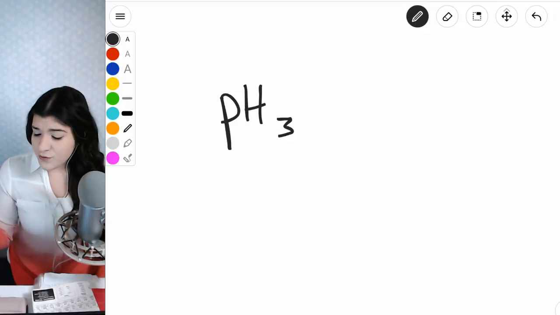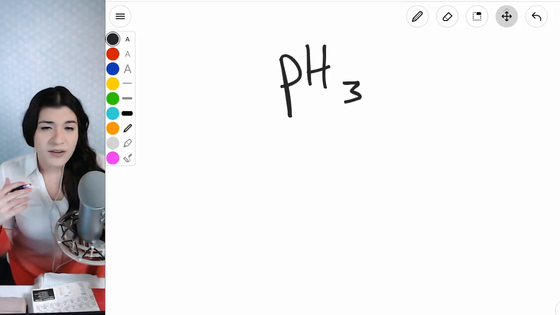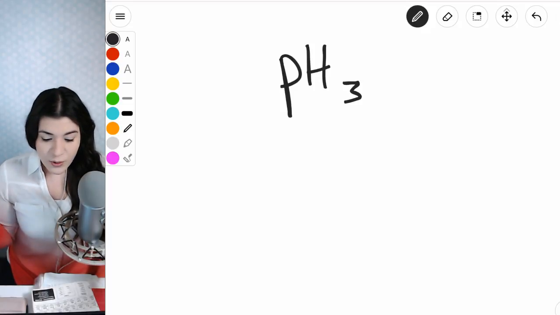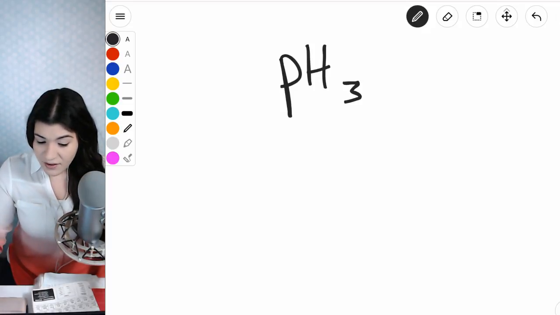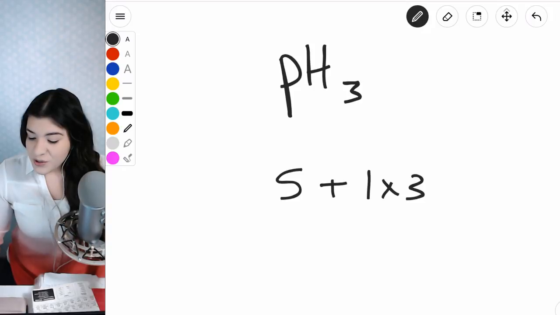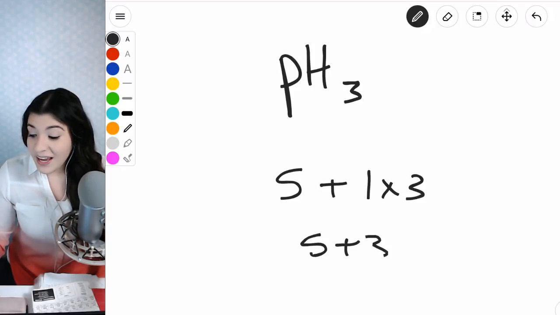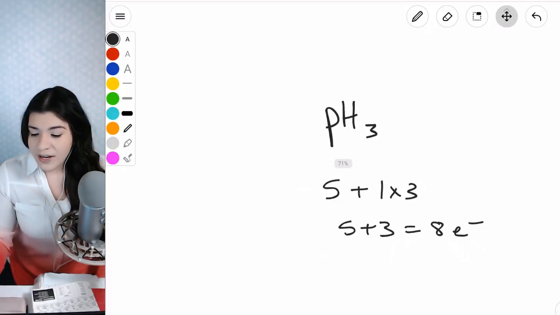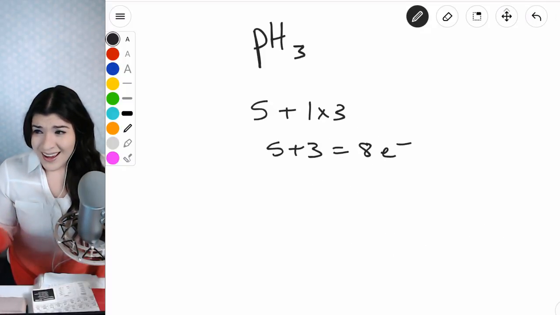So let's start with this first one. Let's identify just how many valence electrons we have altogether. For phosphorus, we know that it has exactly 5 valence electrons, and then I'm going to keep adding. For hydrogen, there's only 1, but I'll multiply this by 3. So in total, we'll get 5 plus 3, so we have 8 valence electrons. Now that we know how many in total we have, and I recommend always doing that, counting how many total valence electrons you have initially.